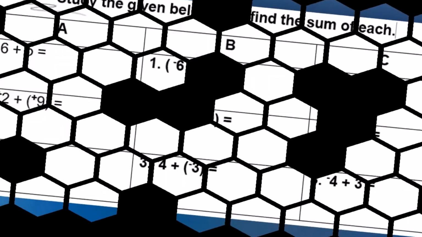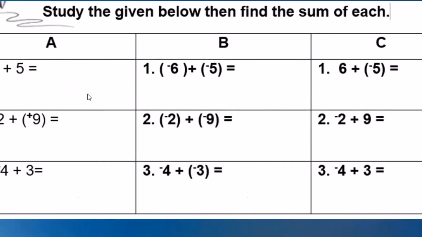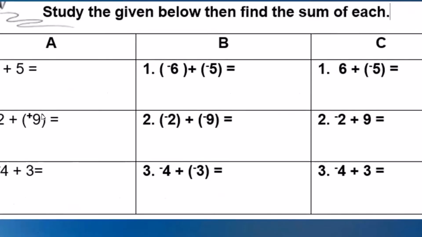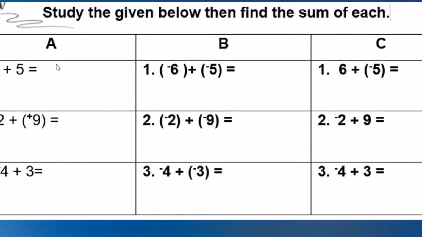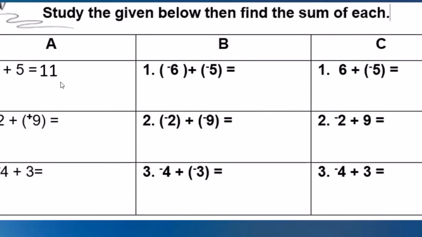So let's have another example. We have 3 columns. Observe the first column, the second column, and the third column. In the first column, we observe that all are positive numbers. And column B are all negative numbers. Then column C, we have 1 positive number and 1 negative number. So in column A, it is the same as how to add natural numbers, counting numbers, or whole numbers. So 6 plus 5 is equal to 11.